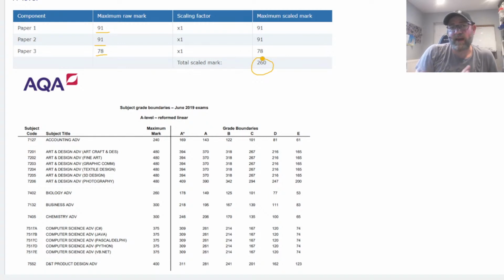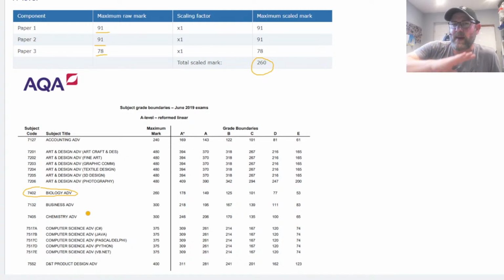Okay, so why do I say that A-level biology is a hard subject? Well, I say it because of the grade boundaries. But there's more to it than that, why the grade boundaries are low. But here are the grade boundaries for AQA from 2019. So this is before COVID.